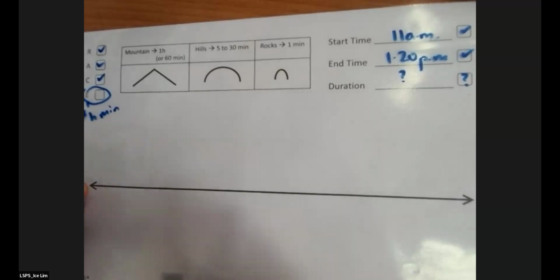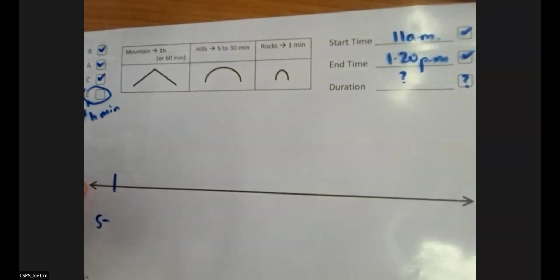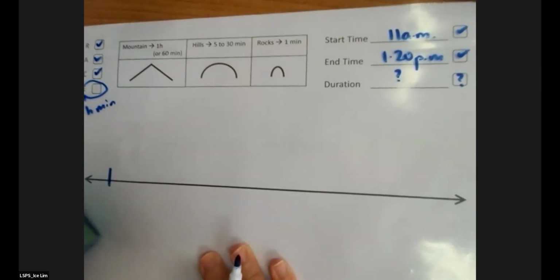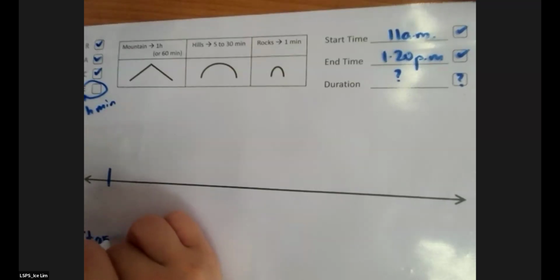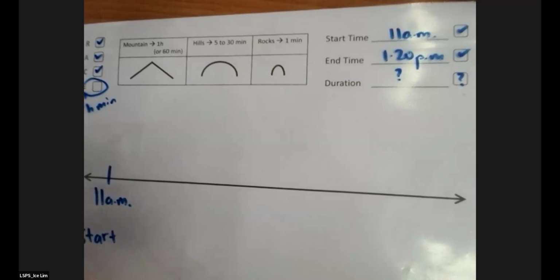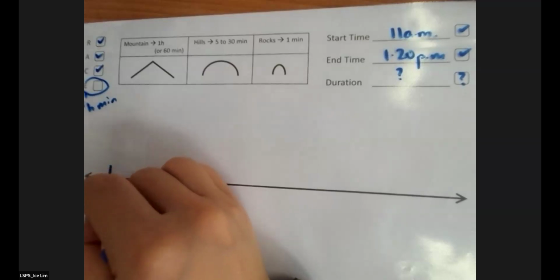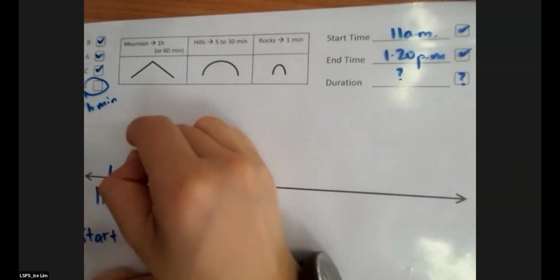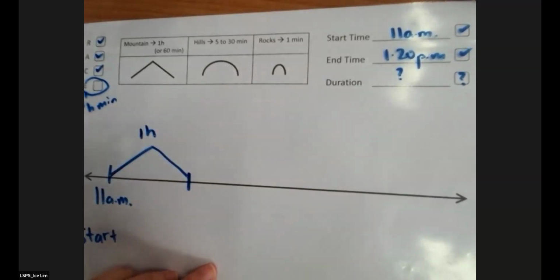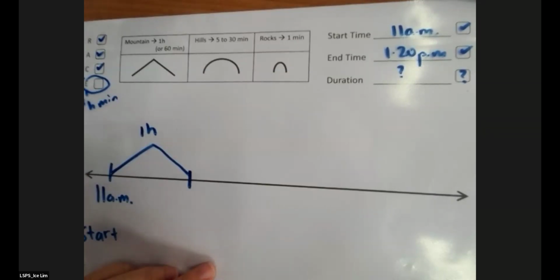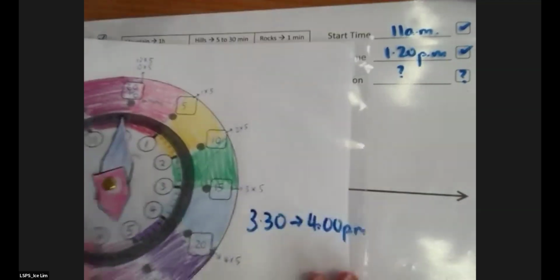I have the start time, so I'm going to write down start. Very good. So I'm going to write down start time here. And the start time is 11 a.m. Then I can choose to do mountains, hills, and rocks. I can choose mountains first. So let's say if I choose mountain first, I can count by 1 hour. So 1 hour later, what time will this be? If you are not sure, you can go back to use your clockface again.